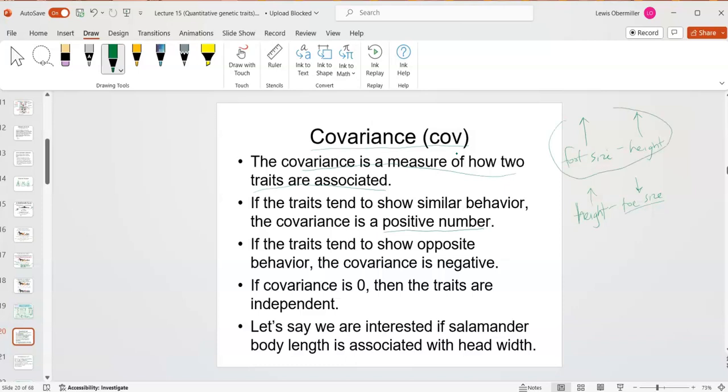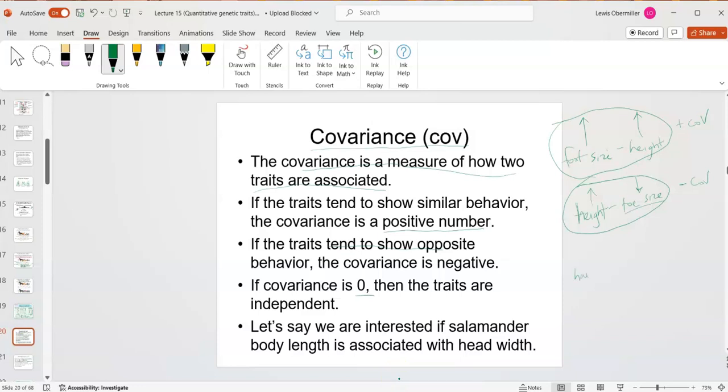So anyway, if they show a similar behavior, then the covariance is positive, right? This would be a positive covariance. If the traits show opposite behavior, then the covariance is negative. So for this case, this would be a negative covariance. This would be a positive covariance. If the covariance is 0, then that means the traits are independent.